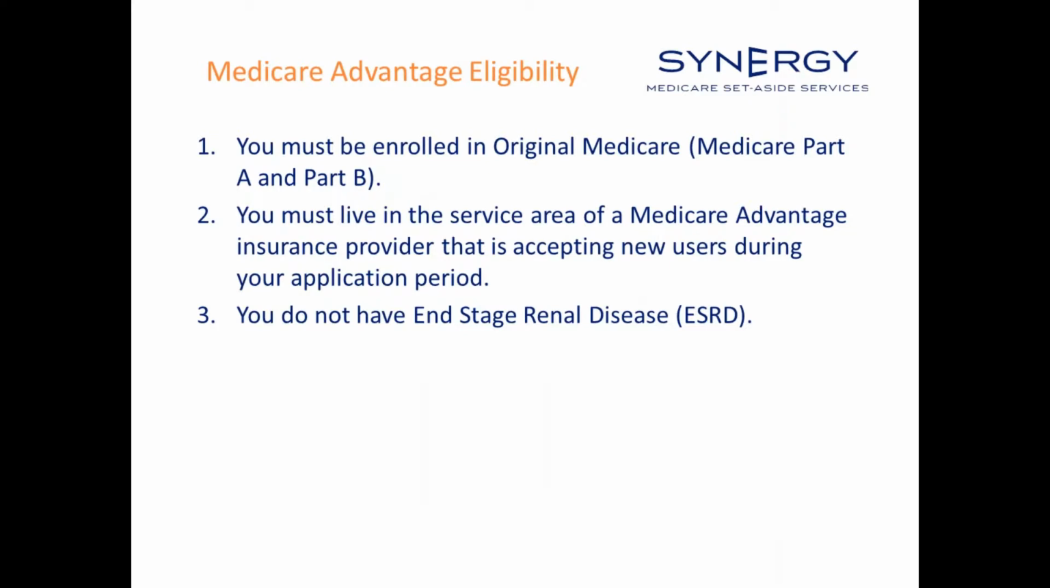So the requirements for Medicare Advantage eligibility are pretty small. The client has to be enrolled in original Medicare, Part A and Part B. They must live in the service area of a Medicare Advantage insurance provider, and they can't have end-stage renal disease. So in other words, anyone that's eligible for regular Medicare can be eligible for a Medicare Advantage plan, assuming that they don't have end-stage renal disease.